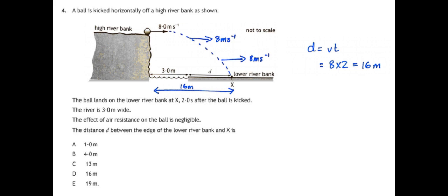However, the river is 3 meters wide. So to find the distance D on that diagram, we need to subtract 3 meters from the 16 meters, which gives us 13 meters for D. Answer C.